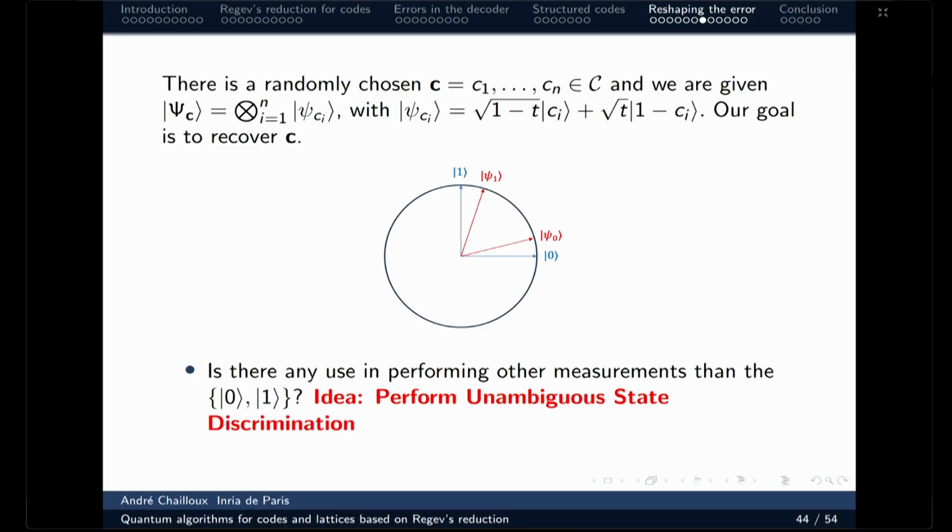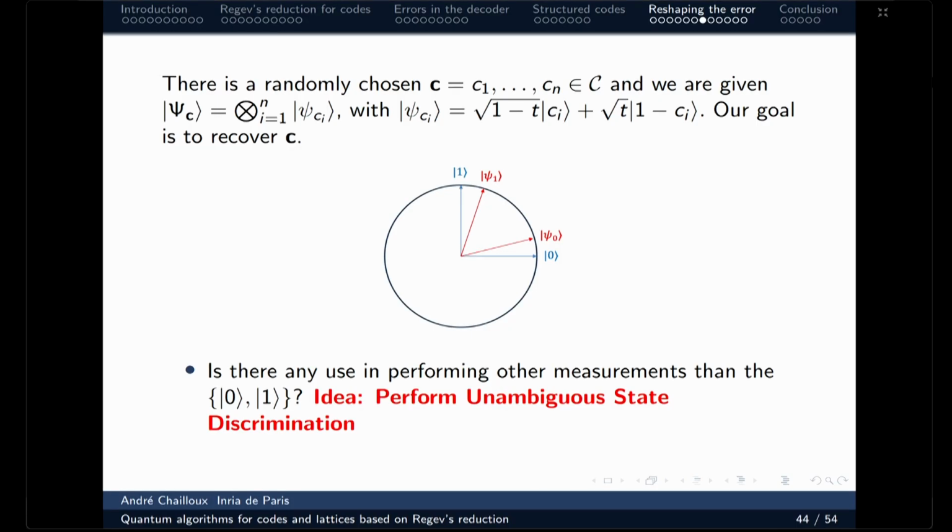And with psi C, how do I recover C? From those two states, if you want the measurement that gives you the maximum probability of guessing c_i, then you have to measure in the computational basis. They're kind of symmetric, and the Helstrom measurement will give you the maximum probability of guessing c_i, but that corresponds to classical measuring, and we say that's not good. That's not what we want.